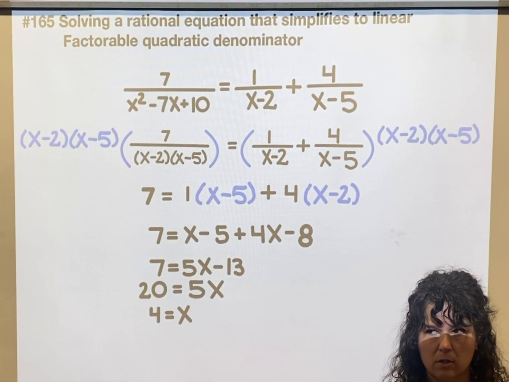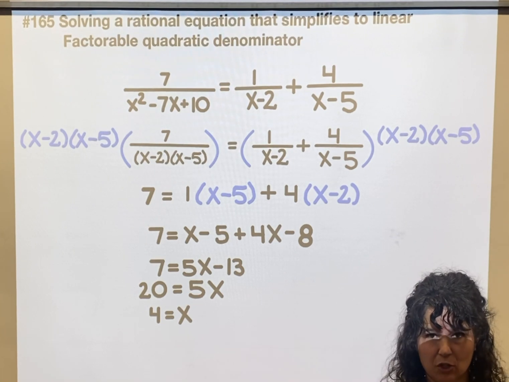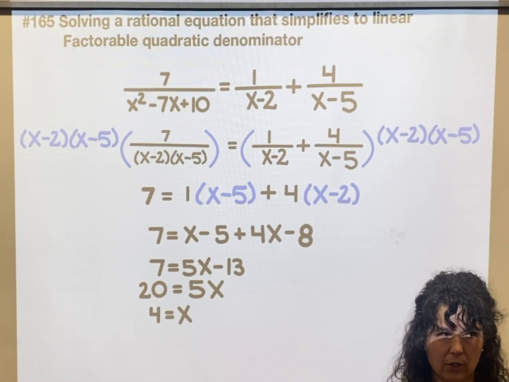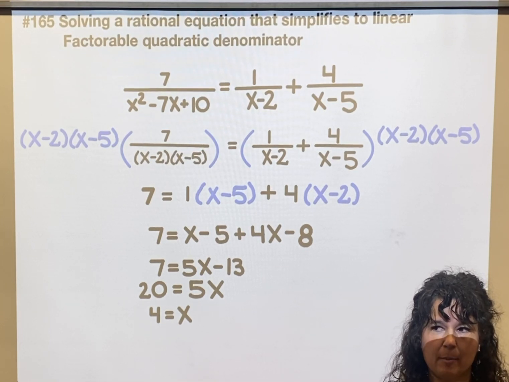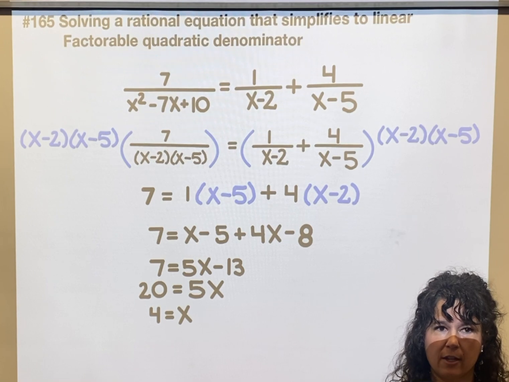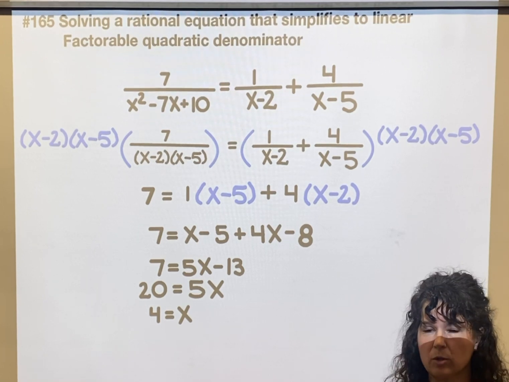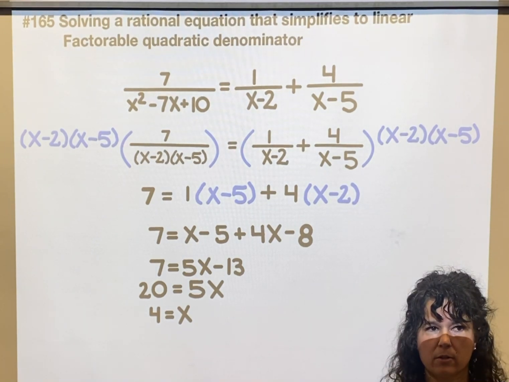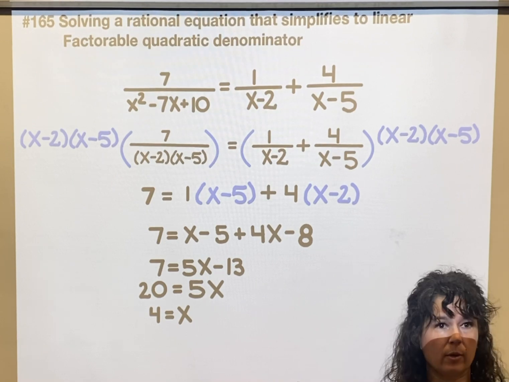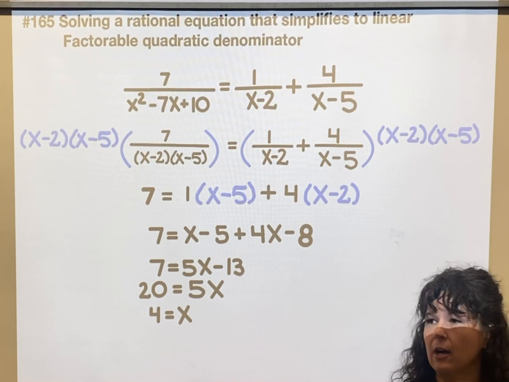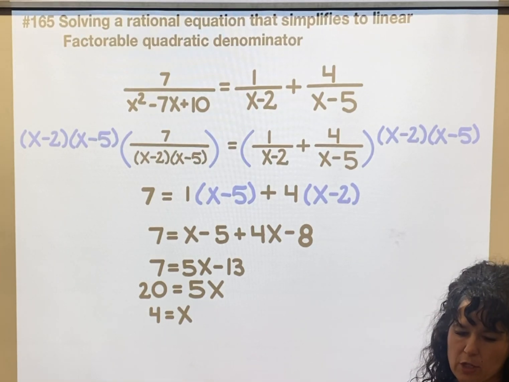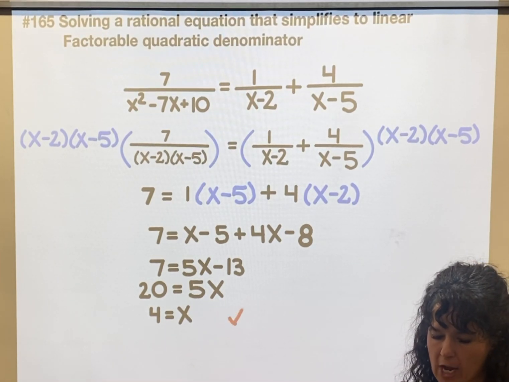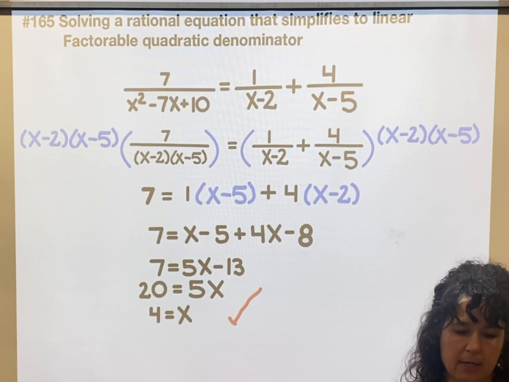Now, is there something that you're concerned about? Your original equation has fractions, and there's x's in the denominators in that original. So what do we need to be concerned about? Yeah, there we go, dividing by 0. We don't have an option. We must check to make sure we're not dividing by 0.